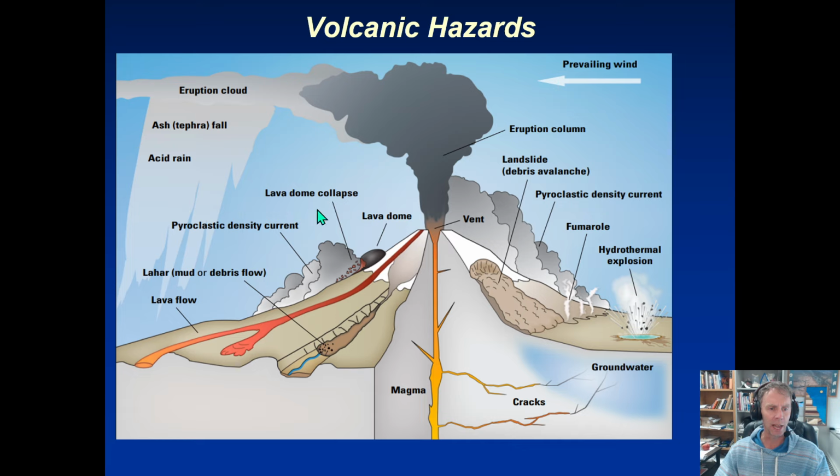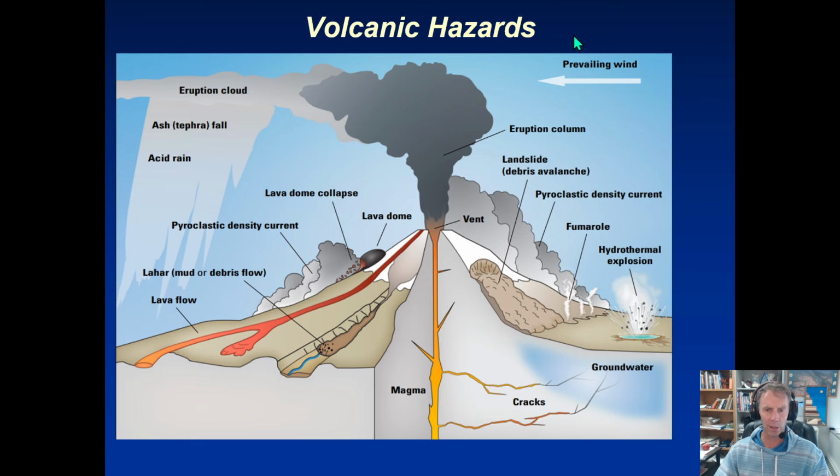The pyroclastic flows are sometimes called pyroclastic density currents. We'll look at lahars. We'll talk about lava flows as a hazard, ash fall. And I think a few others as well, gases and such. So let's go ahead and get right to it.